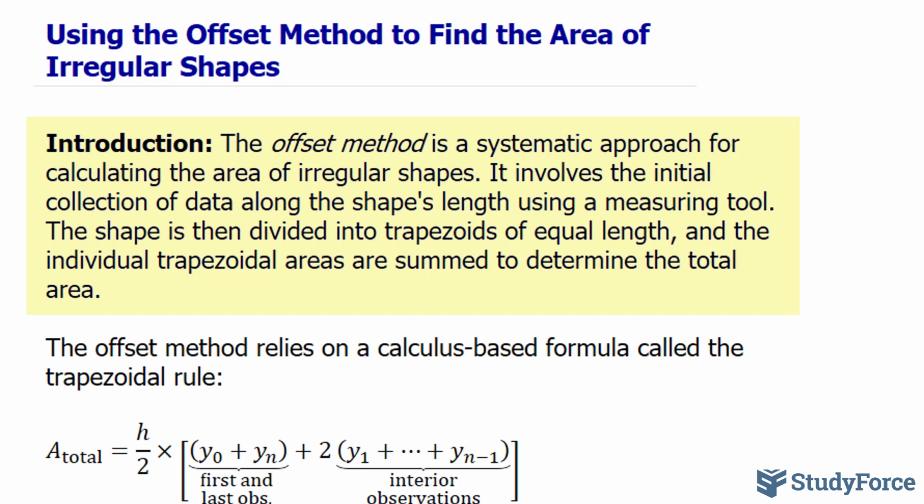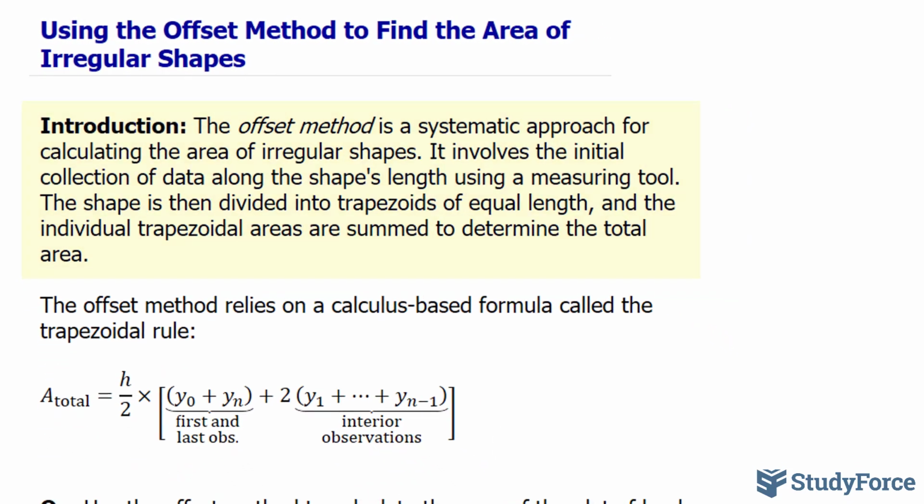It involves the initial collection of data along the shape's length using a measuring tool, such as a tape measure or a ruler. The shape is then divided into trapezoids of equal length, and the individual trapezoidal areas are summed to determine the total area.